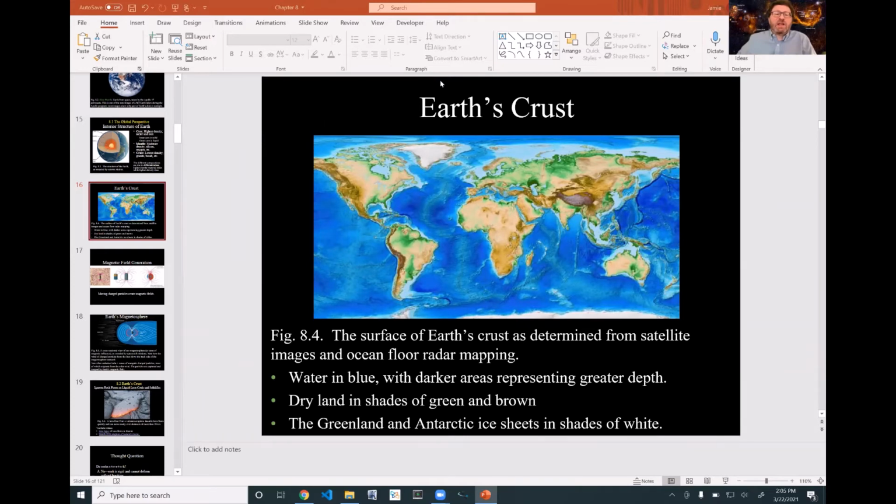Paleontology is the study of fossil records, and you can look at, for example, fossils that are on the east coast of South America and the west coast of Africa and see correlations and know that those land masses were in contact with one another.